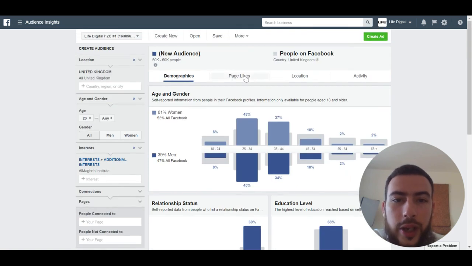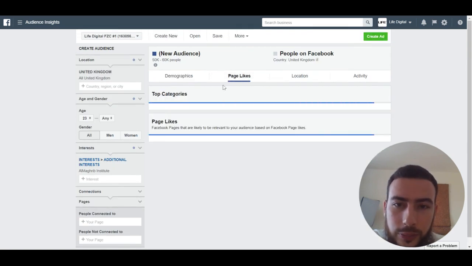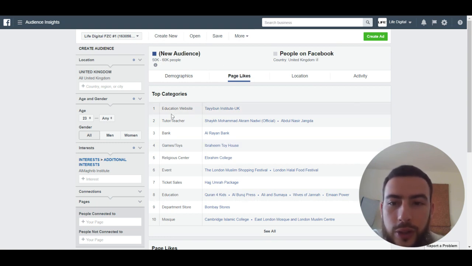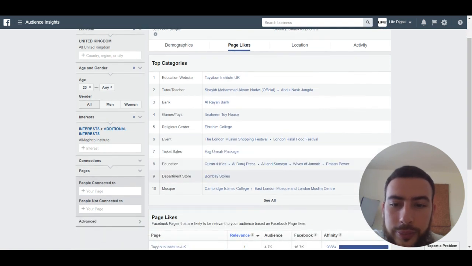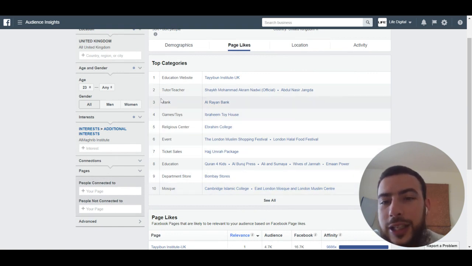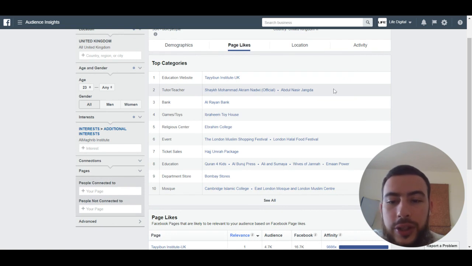Okay. Now, another area we can go is page likes. So page like, it's talking again about the same audience of 50, 60,000 people. What other pages do they like? Okay. And here it's breaking it down by category. So education website, Tayyibun Institute UK. Okay. Bank, Al Rayyan Bank. No, this all would make sense. Let's say mosque, they've got these masajid, East London Mosque. Okay. So it's giving you in these categories what are the most popular pages that they like.